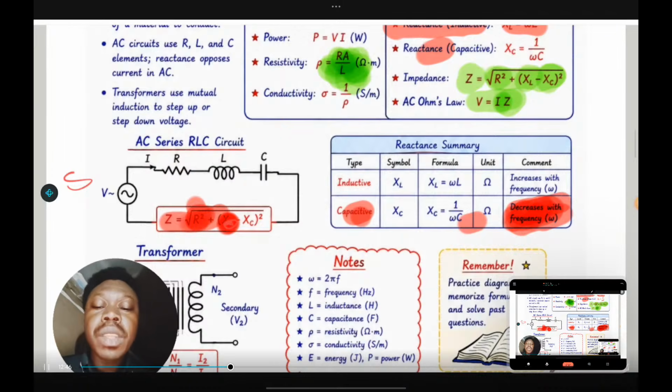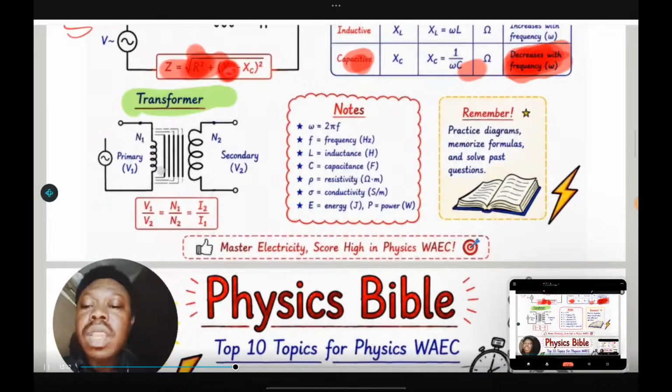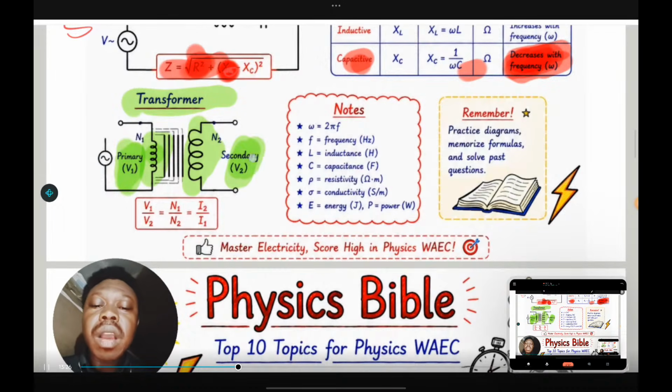Calculate for power here. You should know that the transformer uses mutual inductance to step up or step down voltage. We use transformers to either step down or to step up voltage. You have your number of turns in the primary and the number of turns in the secondary. You have the voltage in the primary and voltage in the secondary. You have current in the primary, current in the secondary.